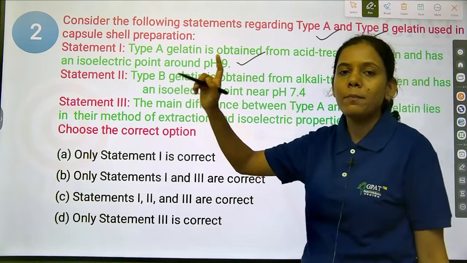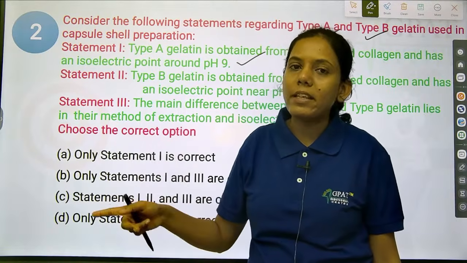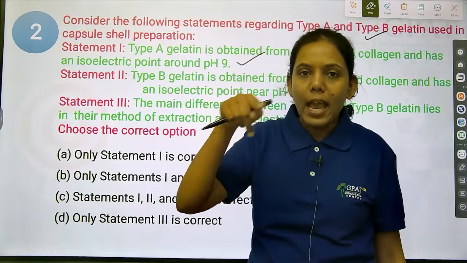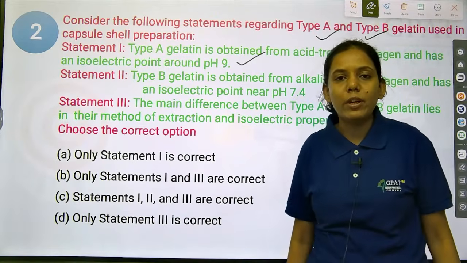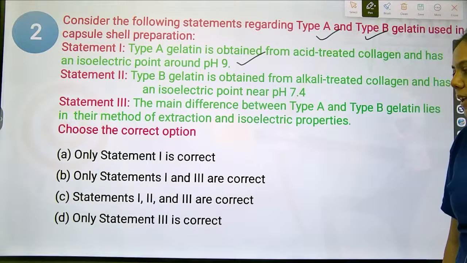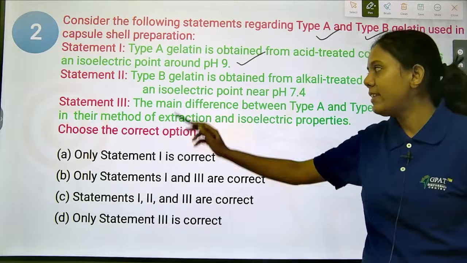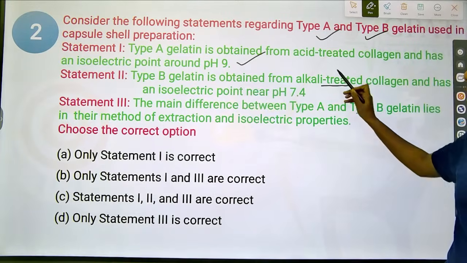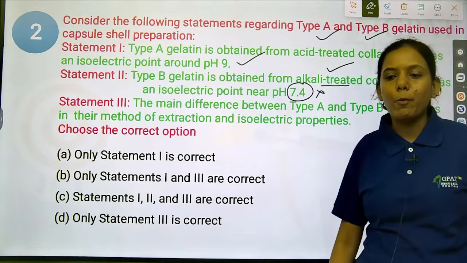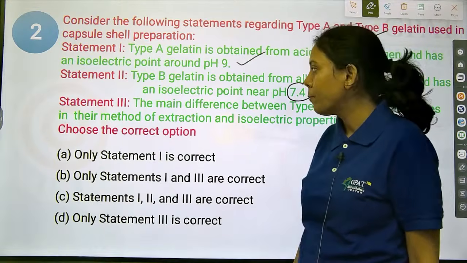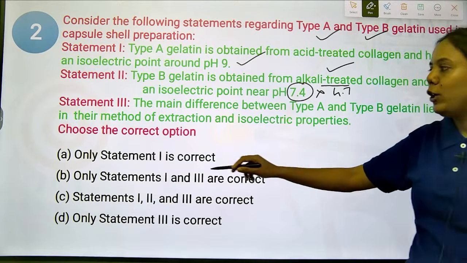Statement 1 is the right answer because in case of type A gelatin, A is the acid treated, B is the base treated or alkali treated. The type A gelatin is having the isoelectric point in the basic region and type B gelatin is having isoelectric point in the acidic region. Okay, some are telling B, option B. Let's see. First option, statement first is the correct. Statement 2 is type B gelatin is obtained from alkali treated. This first part is correct. But the isoelectric point is not 7.4. Can you tell me what should be the isoelectric point? So basically for type B gelatin, isoelectric point is 4.7. Okay. So statement 2 is wrong.